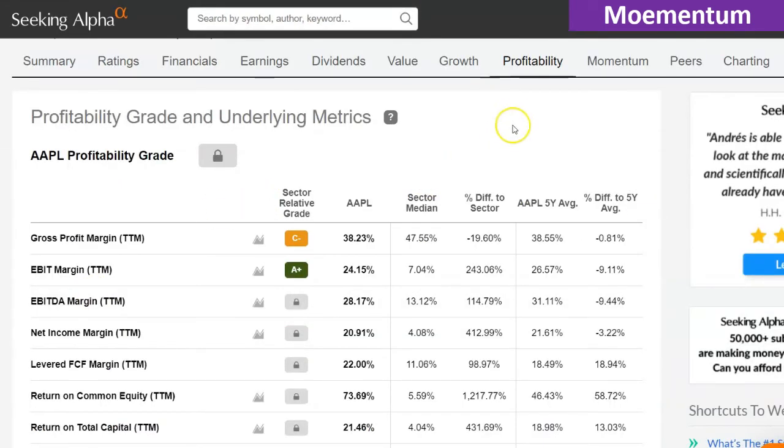Right, then the last section that I want to show you is their profitability section, and here's where you can actually compare Apple to the sector's median, how they're doing compared to their sector across a number of metrics. Such as their gross profit margin, their net income margin, their return on total capital and whatnot. And similar to other metrics, it gives you a wonderful opportunity to really do some proper comparison and analysis of the Apple stock.